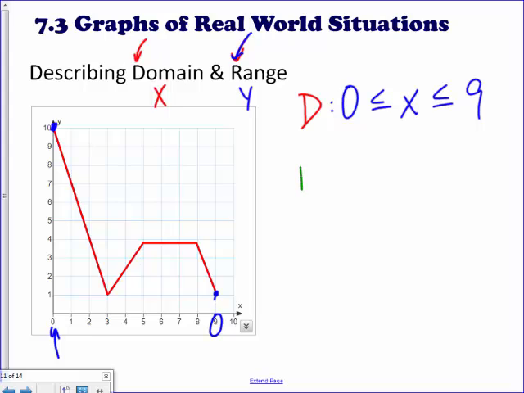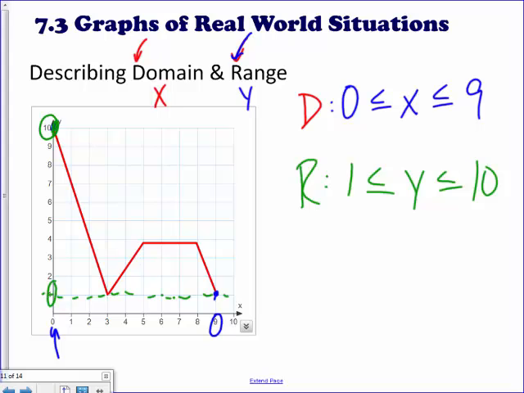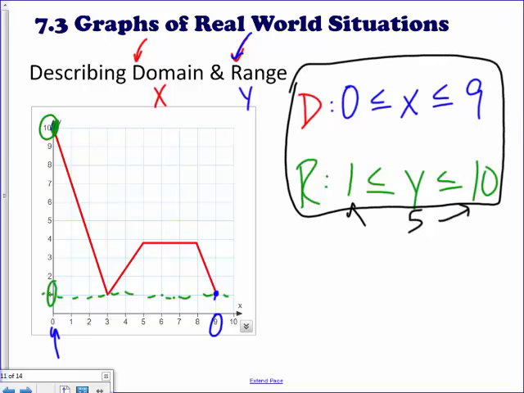And then I'll do the same thing for the range, for the y's. So what's the smallest y that I use? Well, right here, 1, when y is 1. So I'm going to say 1 is less than or equal to y. What's the biggest y I use? Well, when y is 10, right? It gets all the way up to 10, so I'll say 1 is less than or equal to y, which is less than or equal to 10, right? So if I plug in a number like 5 for y, it should make sense. It's in between 1 and 10, just like that. Okay, so this would be my domain and range. So if it's continuous, we should have inequalities, a compound inequality.